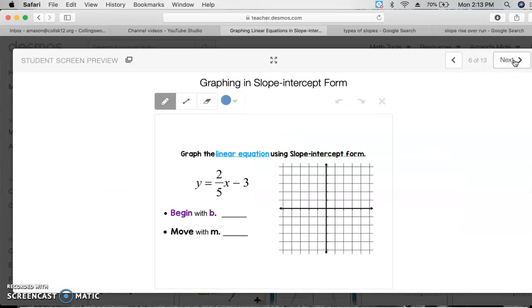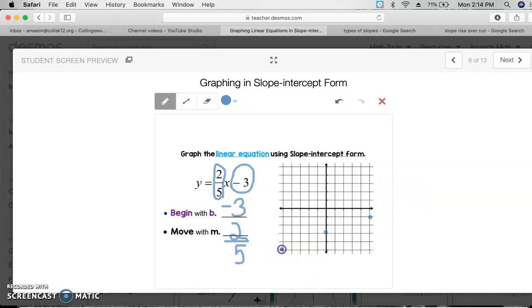Let's try one more together. We're going to begin with b. So I'm going to take my -3, that sign right there always matters. My y-intercept is on my y-axis, 1, 2, 3. My slope, my m, is the number in front of my x, which is 2/5, which means I'm going to rise 2, run 5. So rise 2, and it's positive, so I'm going to go to the right. 1, 2, 3, 4, 5. I can imagine my line going the correct direction, so I did it right.